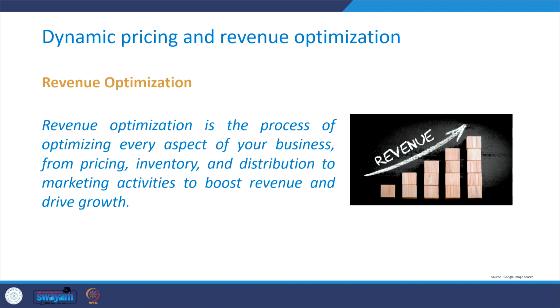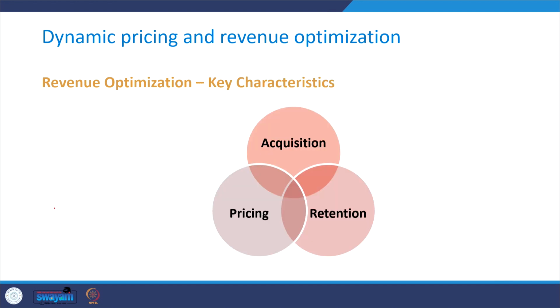Now, moving on to the next concept, that is revenue optimization. Revenue optimization is the process of optimizing every aspect of your business, from pricing, inventory, and distribution to marketing activities, to boost revenue and drive growth. There are three critical characteristics of revenue optimization. These are acquisition, pricing, and retention.